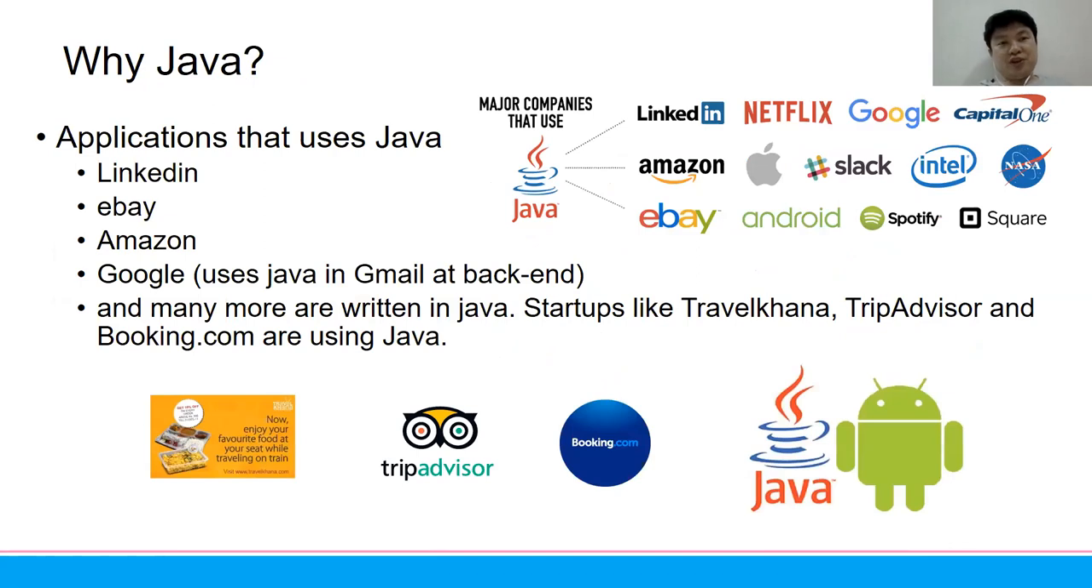And there are many applications that you already use that use Java. If you know eBay, LinkedIn, Amazon, Google. Google uses Java in Gmail as a backend. And there are also many other startups, Traveloka, TripAdvisor, Booking.com, they're using Java.